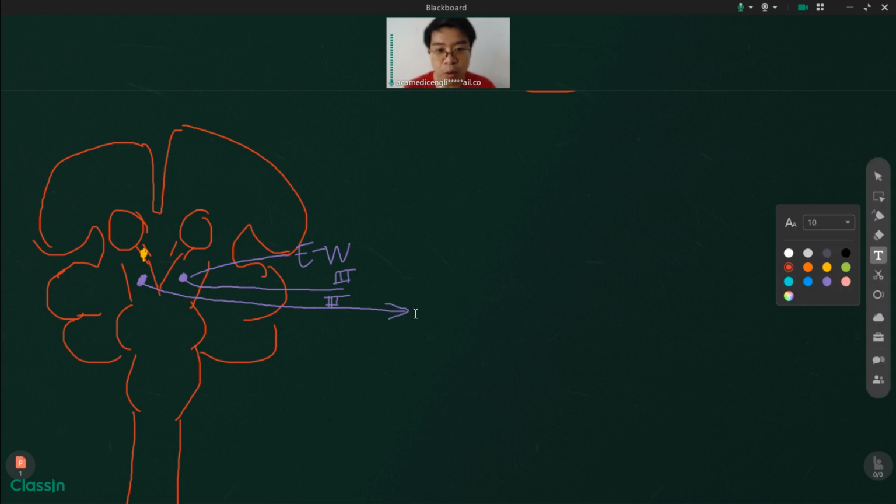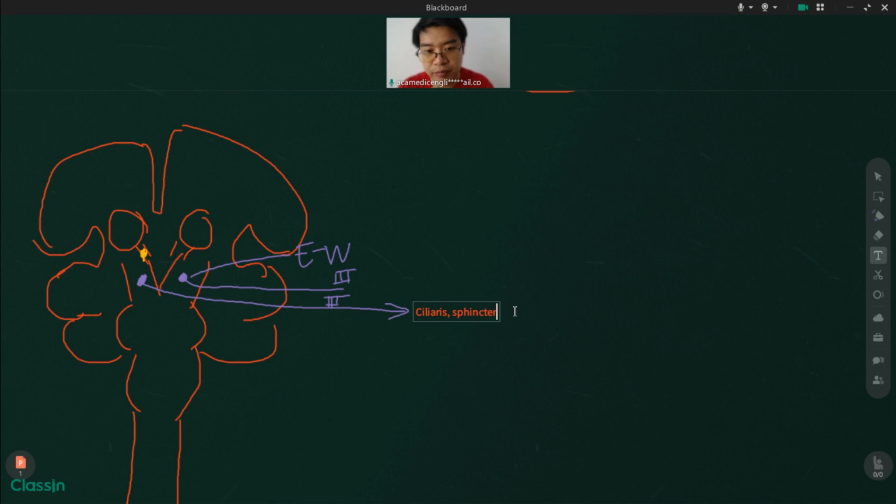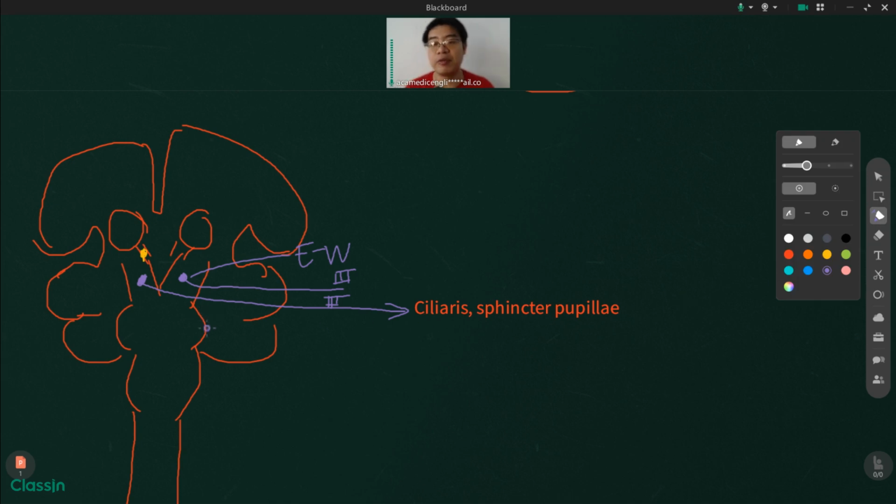Yes. So let's go down here. So ciliaris and sphincter pupillae. So the ciliaris muscle and sphincter pupillae are going to be controlled by the parasympathetic fibers of the third nerve. Then what do we have down here?